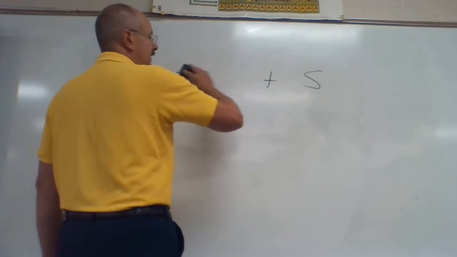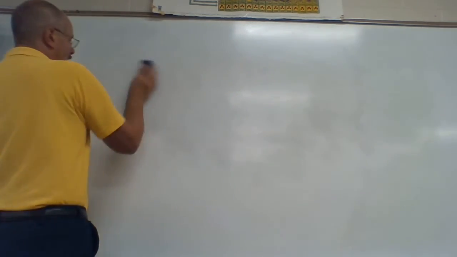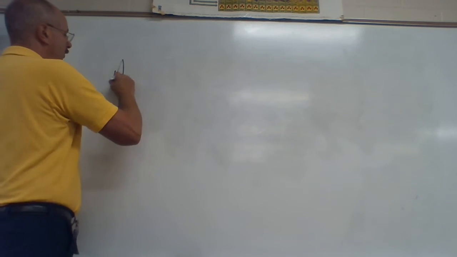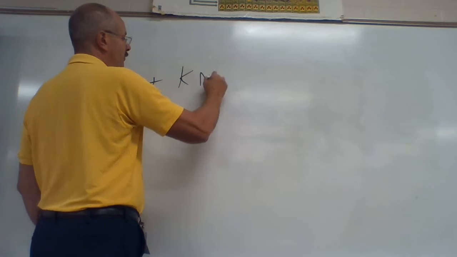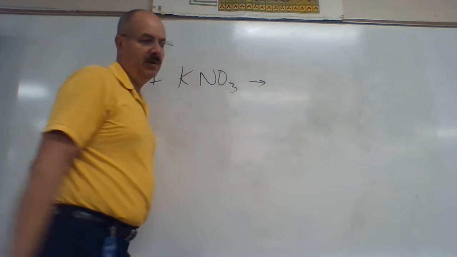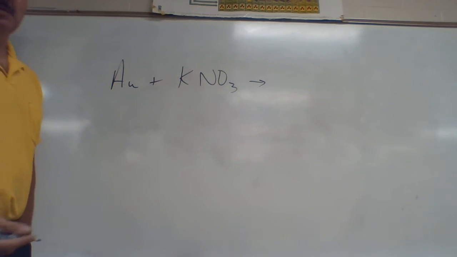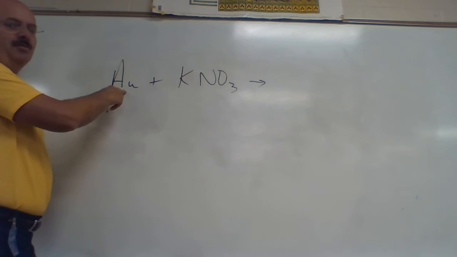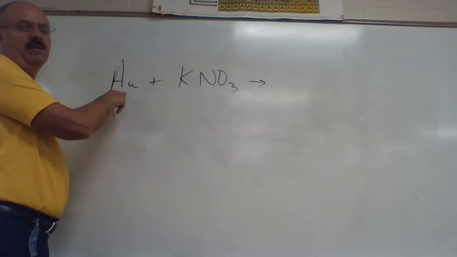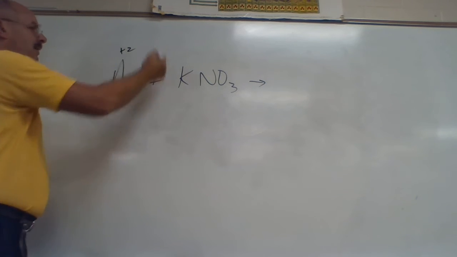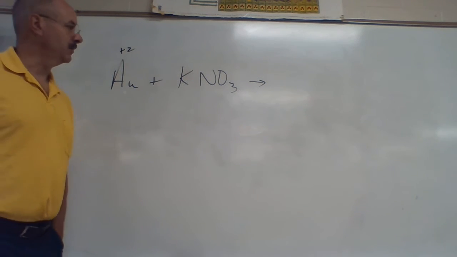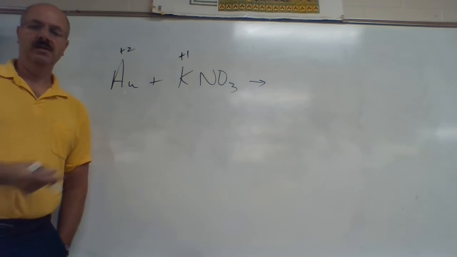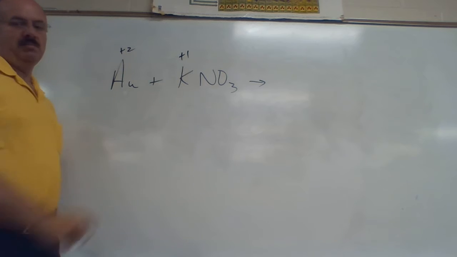Now we go on to single replacement. So first one, we got Au plus KNO3. And again, we are assuming that all of these will react. So we don't have to worry about whether or not they're going to react. We're just going to assume that they do. So we look at Au and go, what kind of charge would it have if it was ionic? Well, this guy would have a +2 because he's in the middle of the periodic table. So K is the +1 because that's the first one in the formula. So those two are going to trade places.